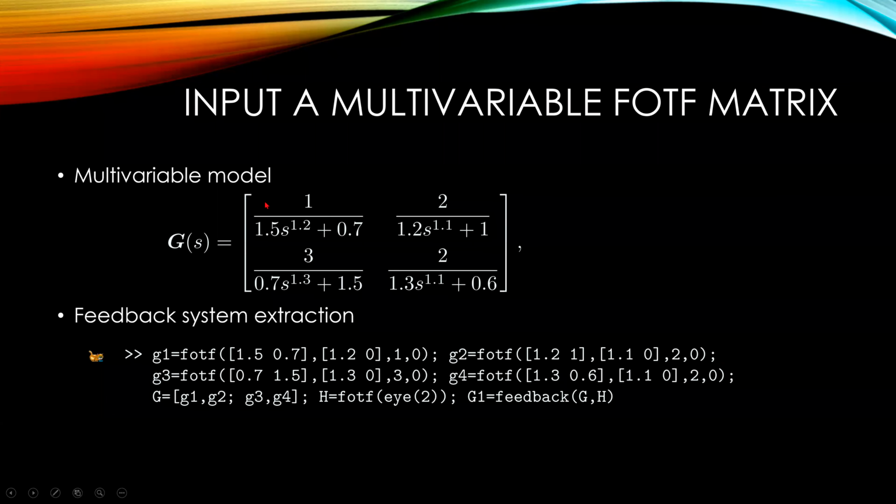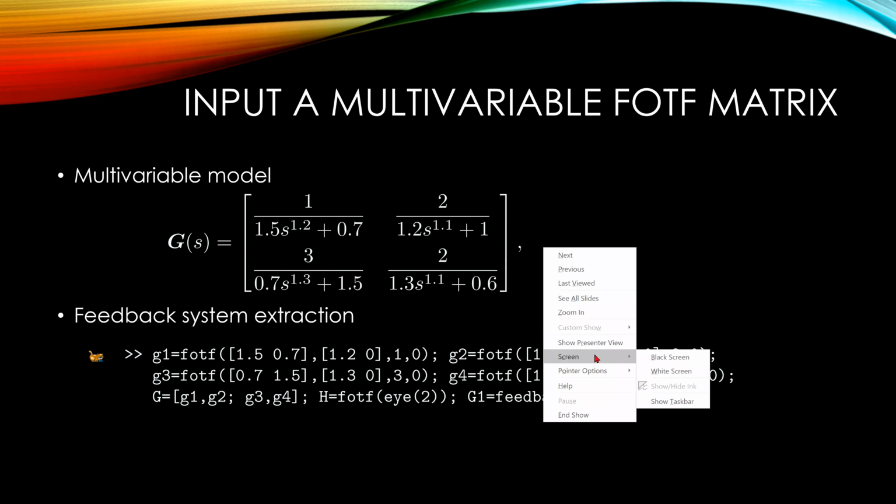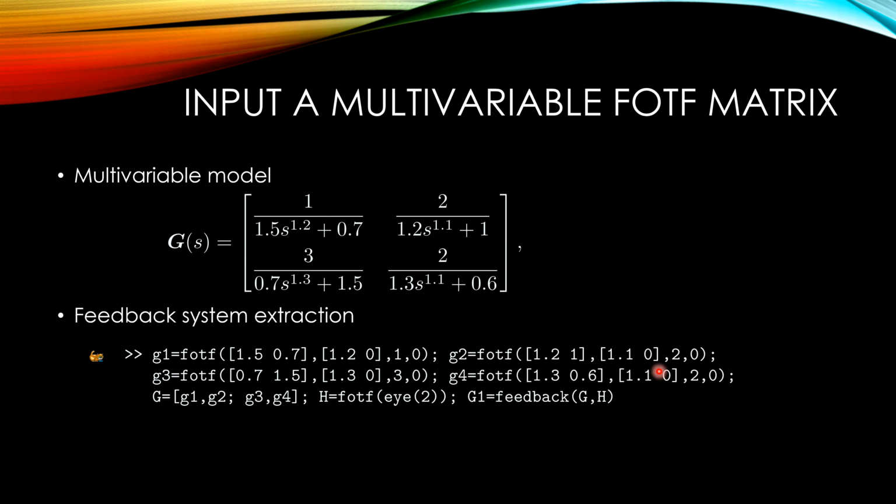Say for example, I have a multivariable 2x2 system, okay? 2x2 system. So you enter G1, G2. G1 is here, 1.5 is a coefficient, 0.7 is a coefficient, the order is 1.2, and this order is 0. So this 1 is here, okay? 0 is no delay, okay? No delay. So I think you can see that.